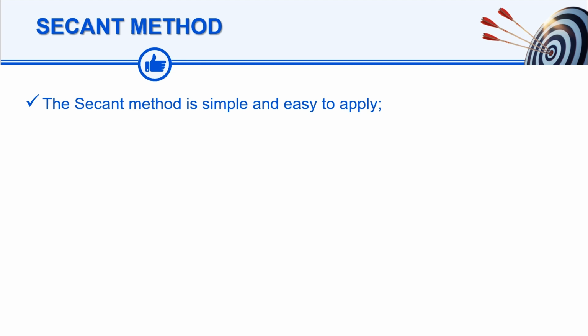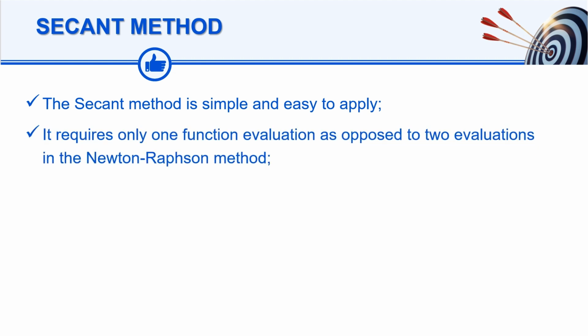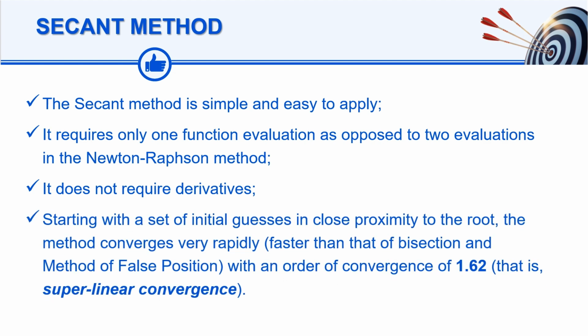The advantages of the secant method are: the secant method is simple and easy to apply. It requires only one function evaluation as opposed to 2 evaluations in the Newton-Raphson method. It does not require derivatives. Starting with a set of initial guesses in close proximity to the root, the method converges very rapidly, faster than that of bisection and method of false position, with an order of convergence of 1.62, that is, superlinear convergence.